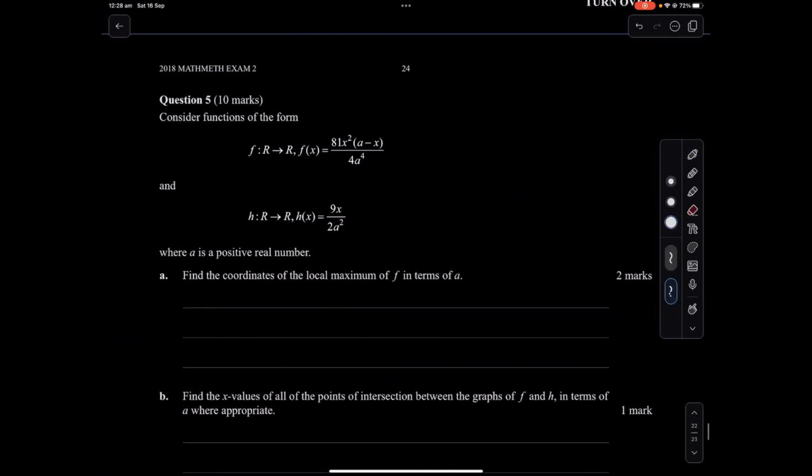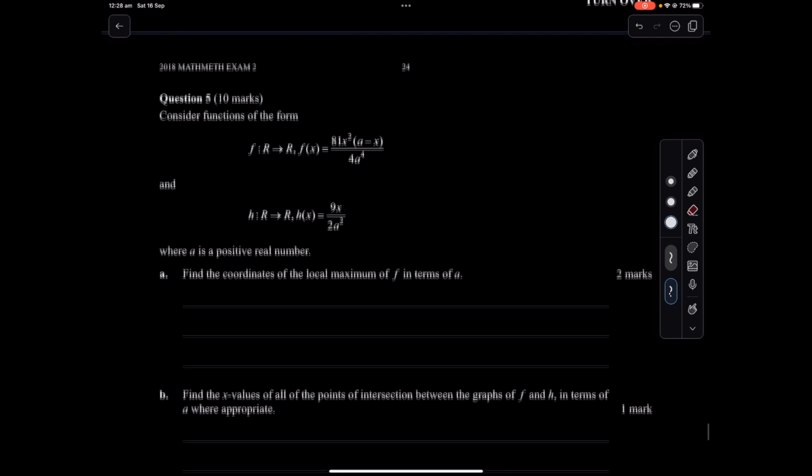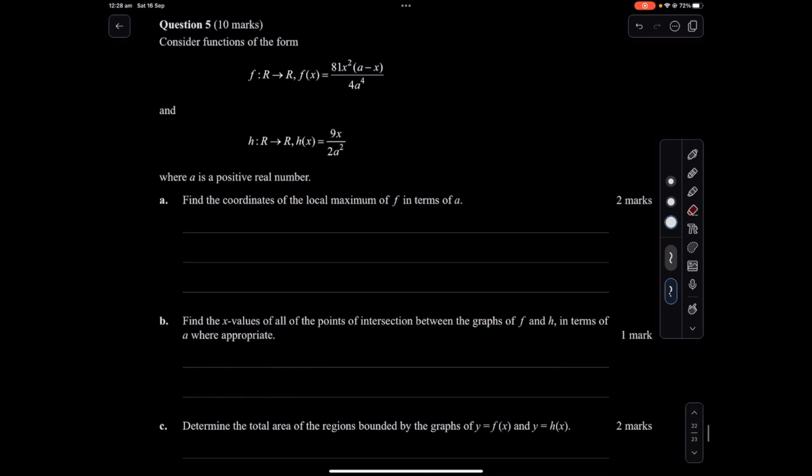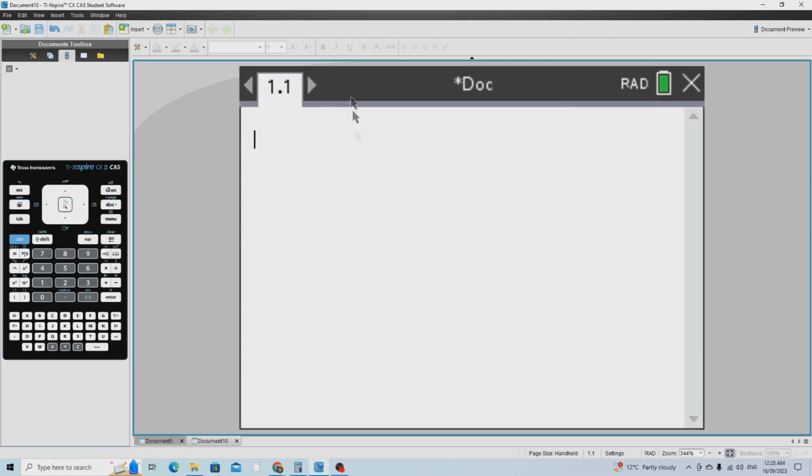Perfect. Question 5. Consider the functions of the form this and this, where a is a positive real number. Find the coordinates of the local maximum of f in terms of a. So let's define these. Control N this now, and let's define f of x.